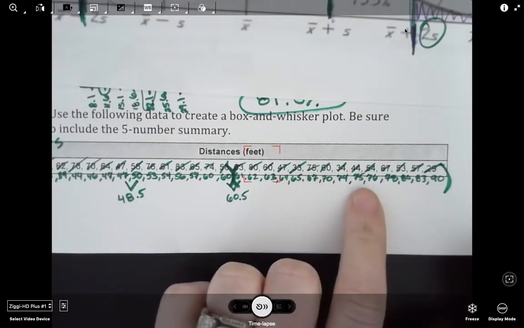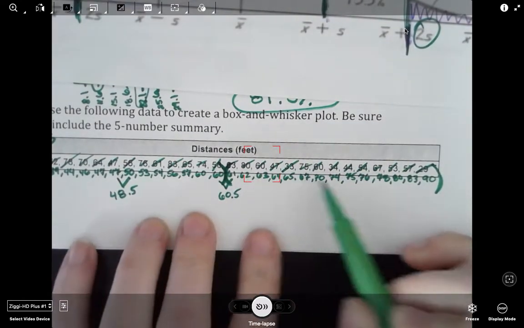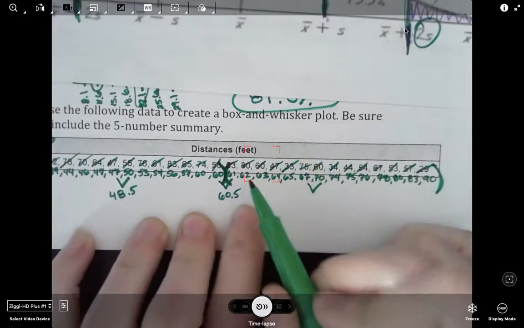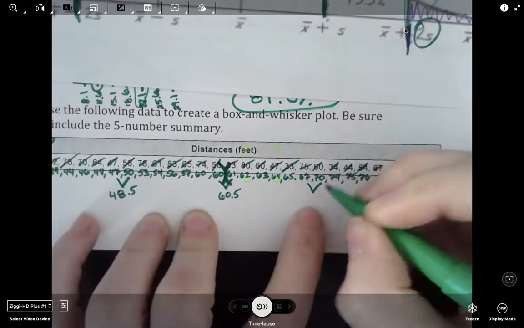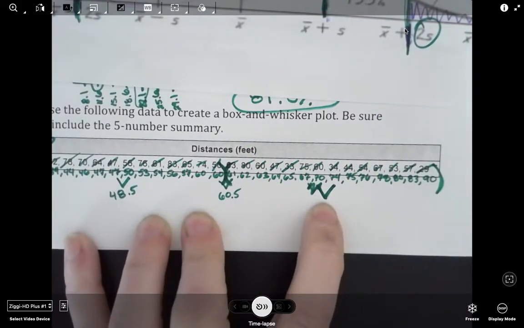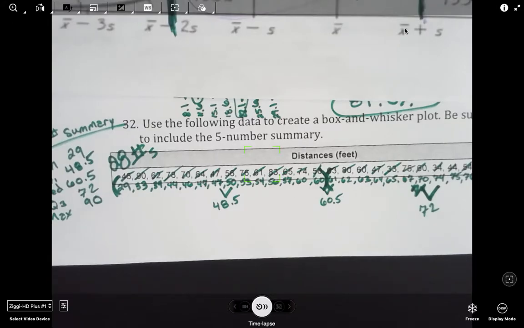Over here, the same thing. 7th and 8th number. 2, 4, 6, 7. 67 and 70. No, not right. 2, 4, 6, 7, right here, 70 and 74. I did that wrong. Which is 72, yeah. The 7th and 8th number, 72. That one comes out nicely.